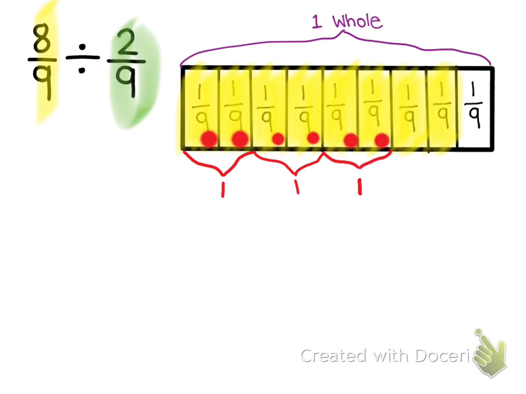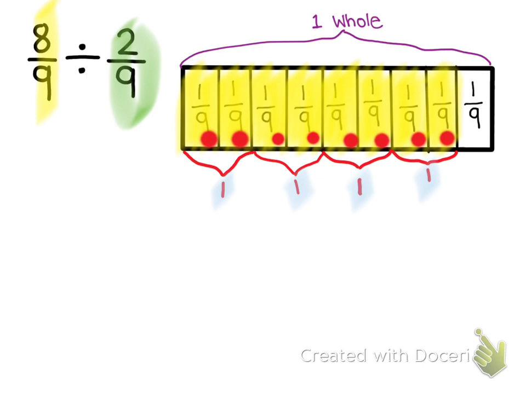1/9 plus 1/9 is 2 ninths. That's another group of 2 ninths. And 1/9 plus 1/9 is 2 ninths. So that's another group of 2 ninths. So if I count them, 1, 2, 3, 4, I got 4 groups. So I can conclude that 8 ninths divided by 2 ninths is 4.